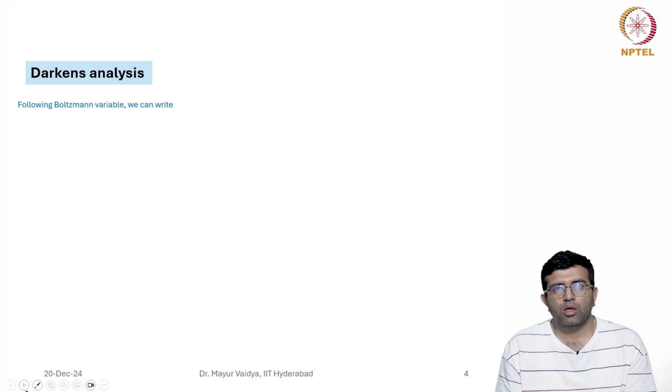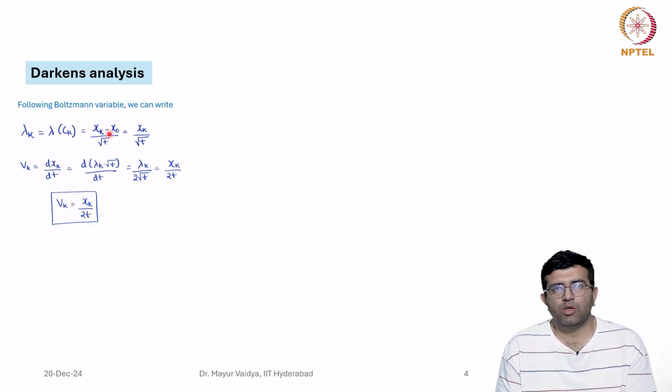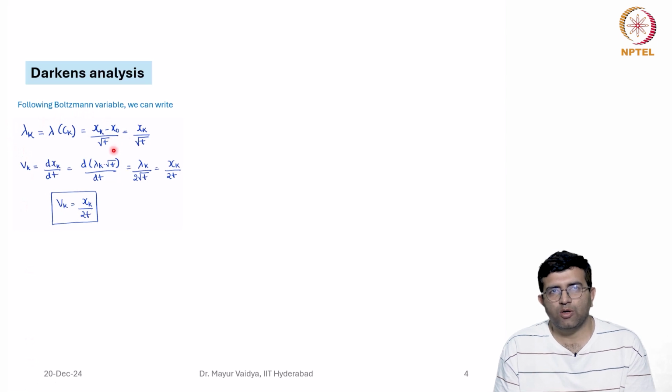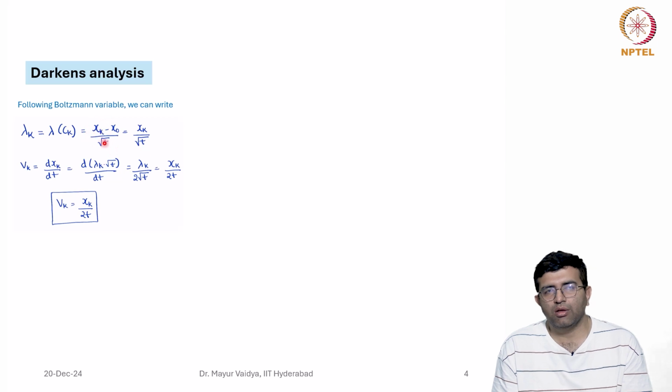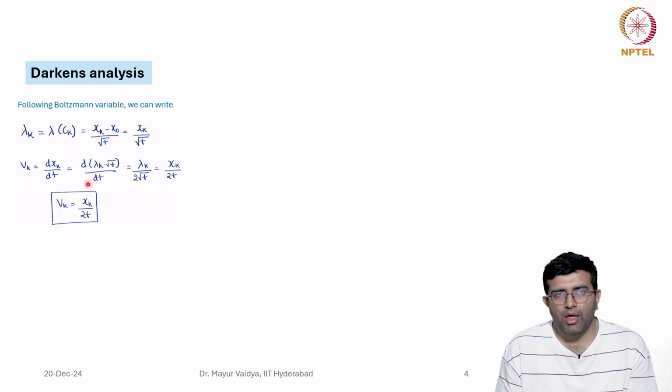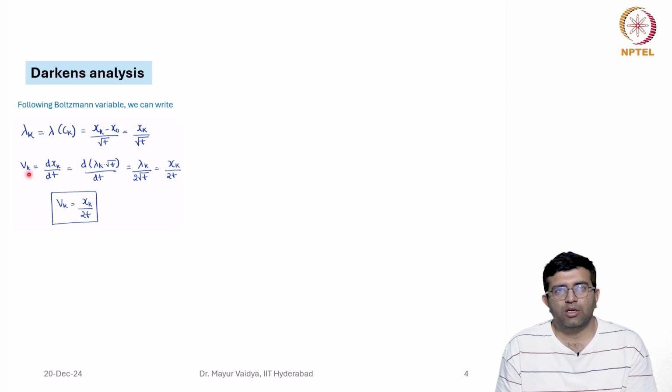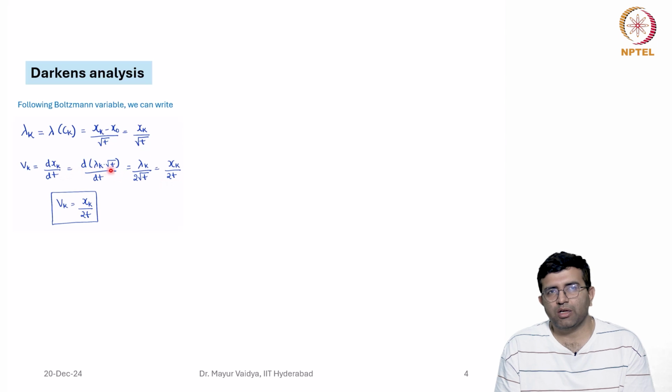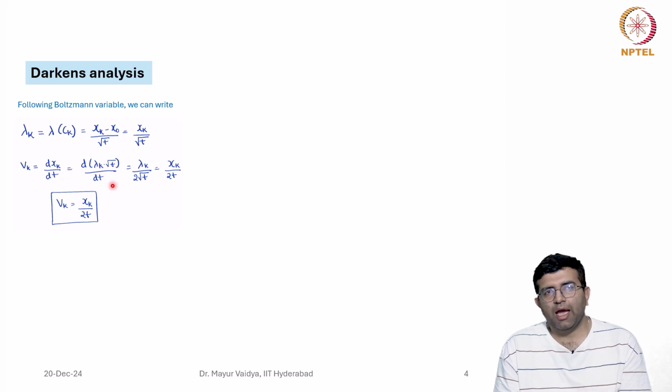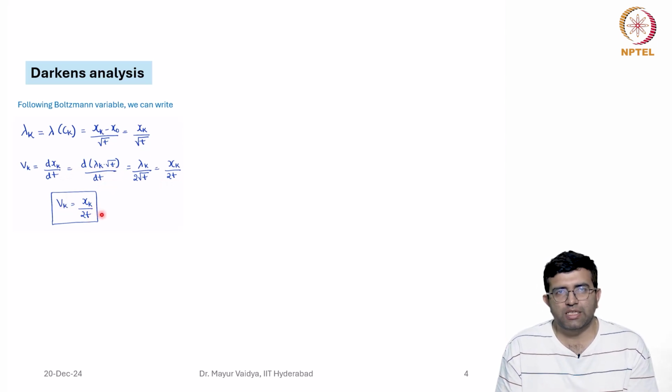Now, if you utilize the Boltzmann variable, you can write lambda is equal to (x_k minus x_0) by root t. Remember again that we are working at the Kirkendall marker plane. Since x_0 is our origin, we can simply write this as x_k by root t. So, if I take the differential of this, velocity is equal to dx_k by dt, which will yield x_k by 2t, because I can write x_k as lambda into root t, and differentiating gives me V_k is equal to x_k by 2t.